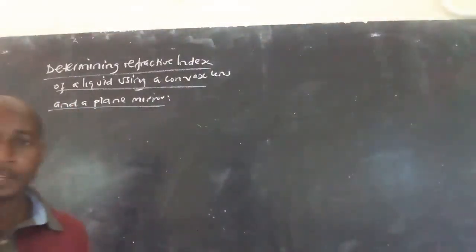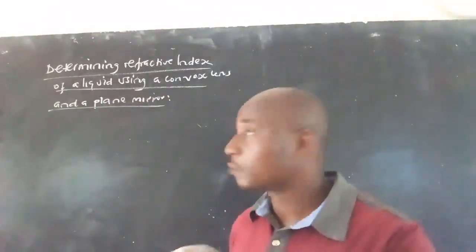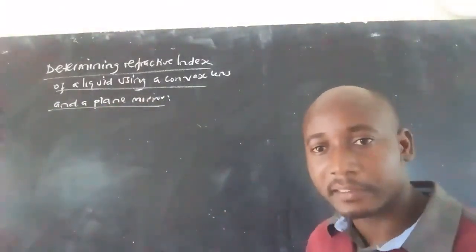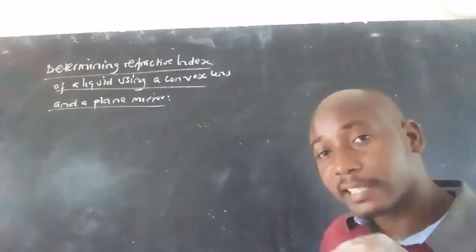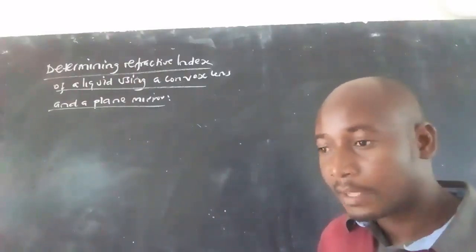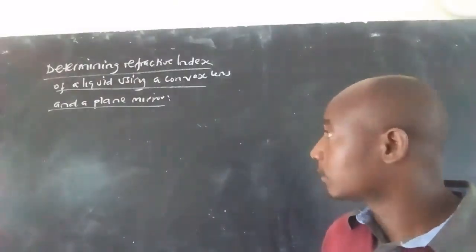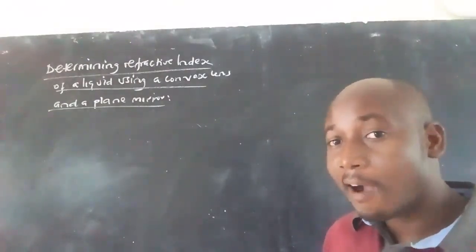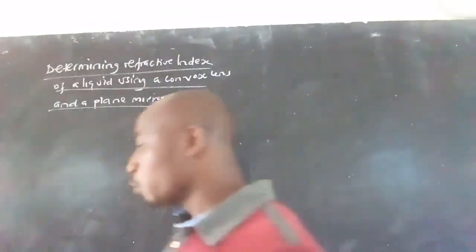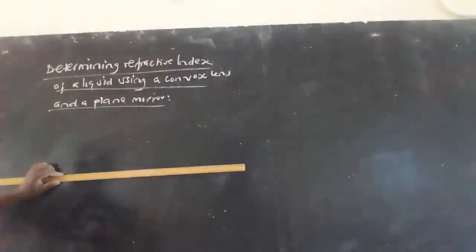So now, how do you do this? Now, they have not told us that the convex lens is of known focal length. The focal length of the convex lens is not known, isn't it? Now, what we need to do is first get the focal length of the convex lens. How do you get it using a plane mirror? So we expect you to tell us.